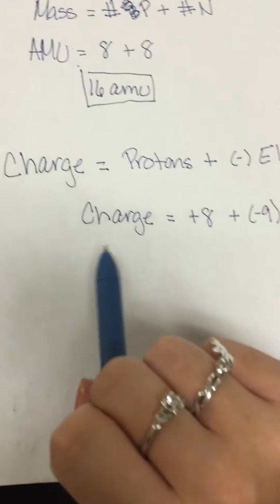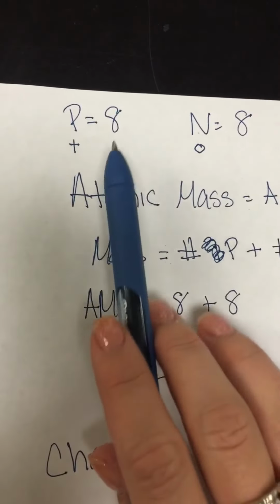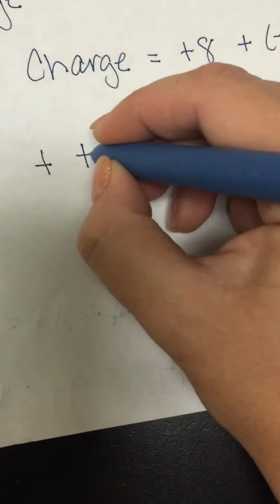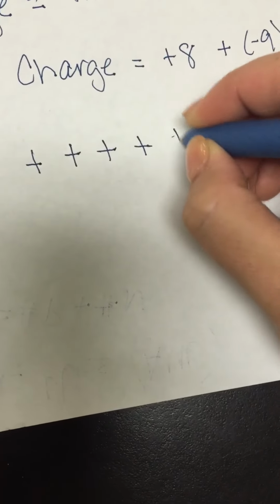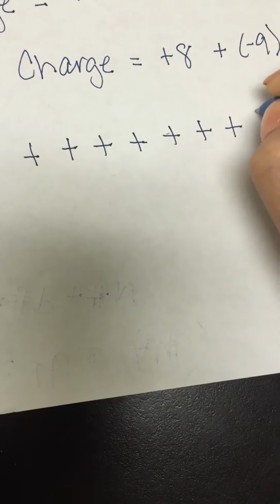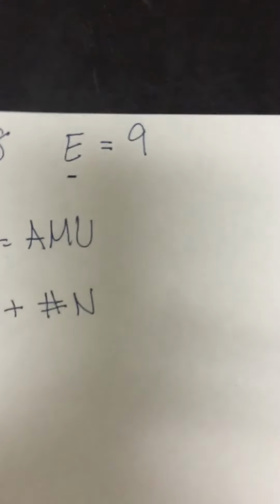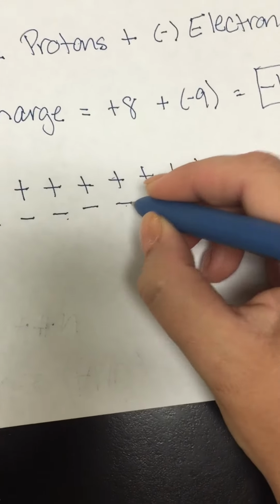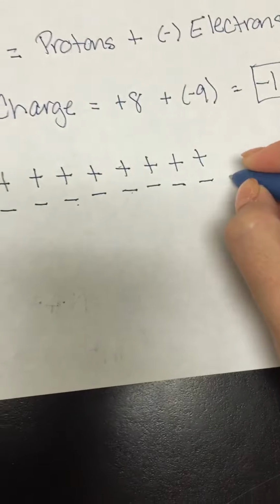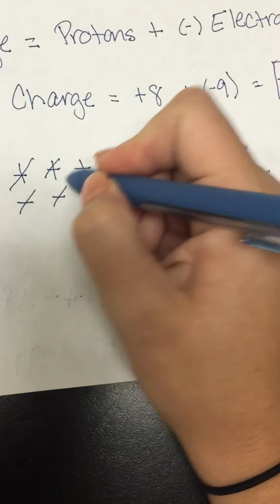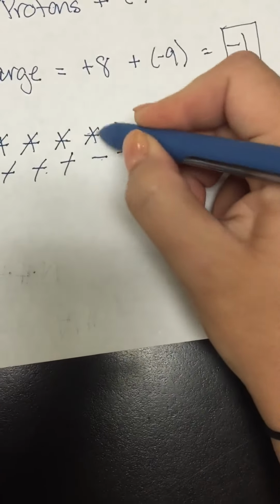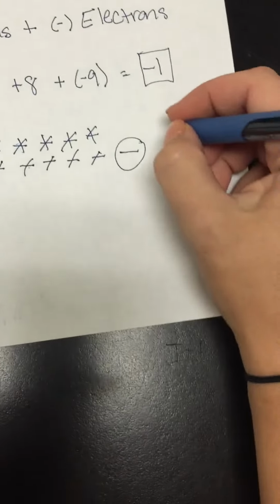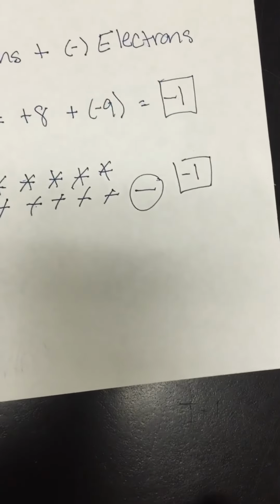If you're struggling with this, another way you could write this is we have 8 protons, so we have 8 positives: 1, 2, 3, 4, 5, 6, 7, 8. Electrons are negative: 1, 2, 3, 4, 5, 6, 7, 8, 9. You can go through and cross these out, 1 negative for every positive, and we are left with 1 negative. So again, that would give you negative 1 for a charge.